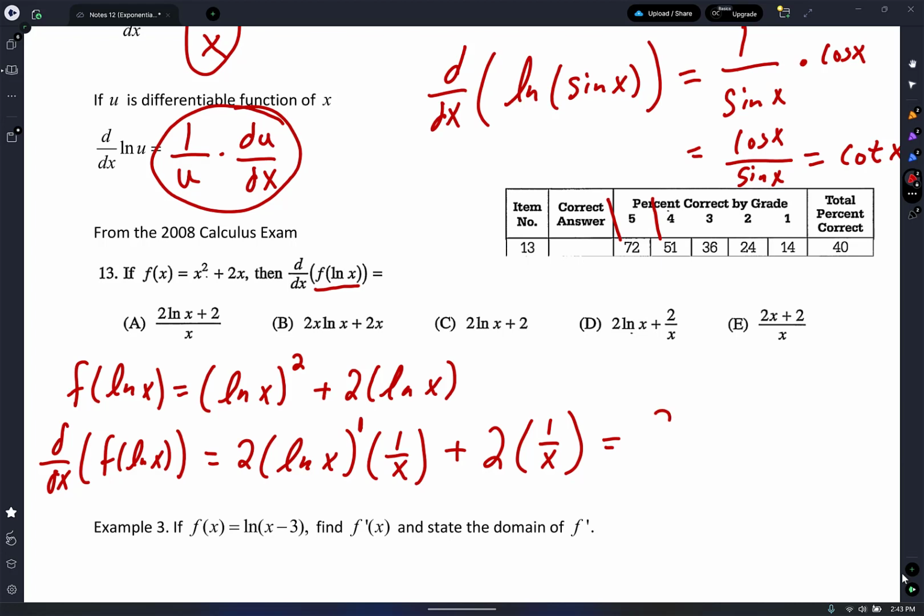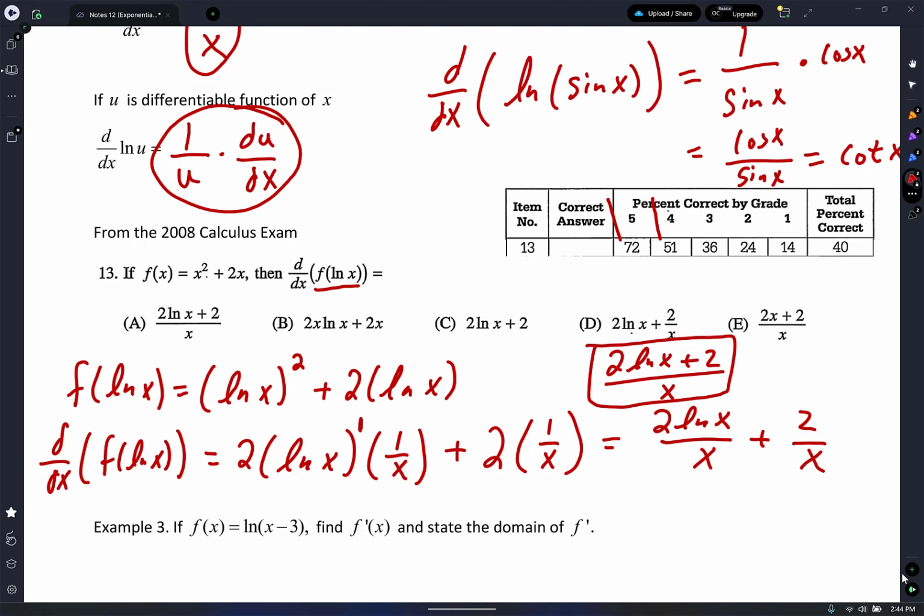I see 2 ln of x over x plus 2 over x. Because my denominators are the same, I can just write them together like 2 ln of x plus 2 over x. They could have factored out the 2 if they wanted to, but they didn't. Is the answer in there? What is the answer, guys? A.